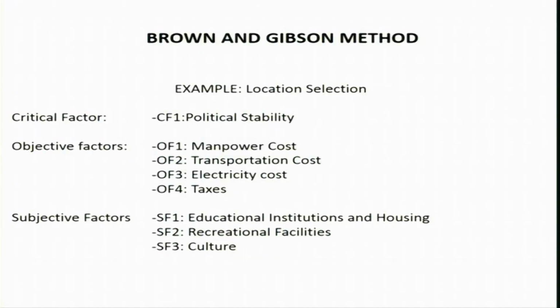So, take one example. The critical factor is political stability. Objective factors are manpower cost, transportation cost, electricity cost and taxes.